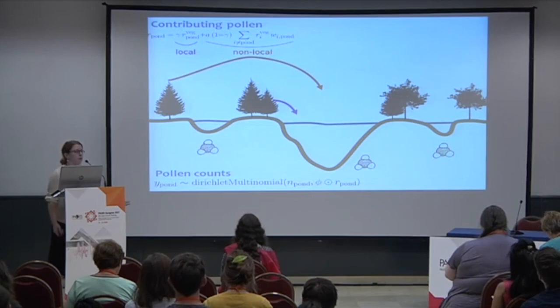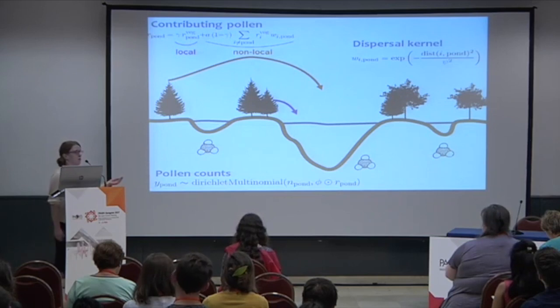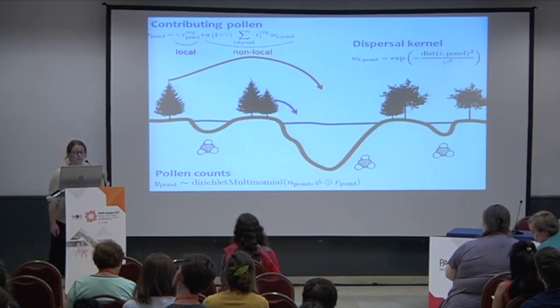The contributing pollen, or effective contributing vegetation, is determined as a sum of a local and a non-local component that depends on a dispersal kernel. And so there are parameters in all of these places that we can estimate all at once. We don't need to plug anything in.